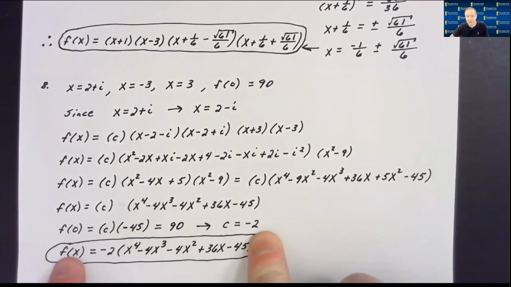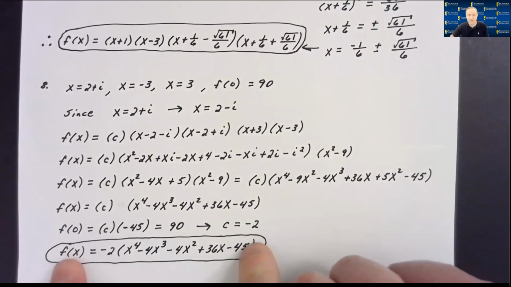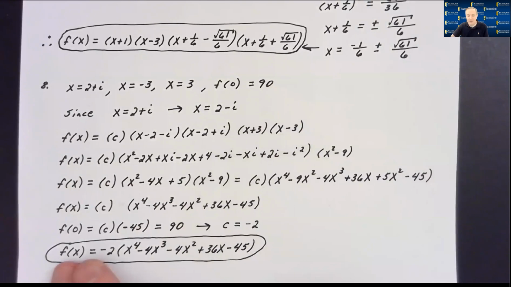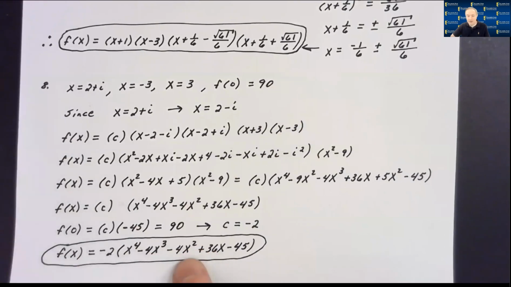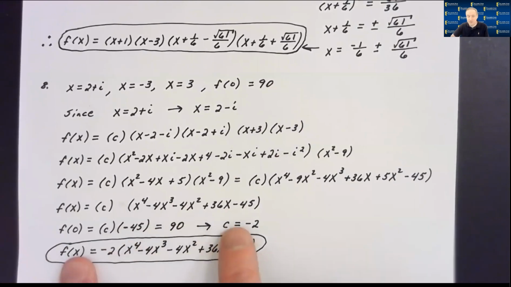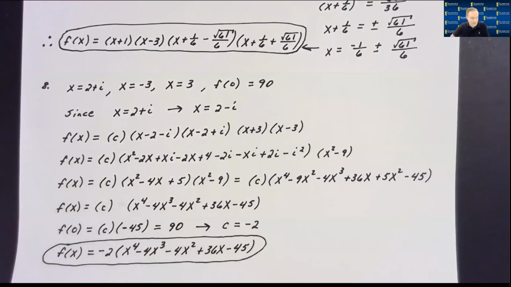Therefore, my final answer for this glorious function that satisfies every single one of these criteria is f of x equals negative 2 times the group x to the 4th minus 4x cubed minus 4x squared plus 36x minus 45. You can leave the negative 2 factored out front. You could also distribute it in there if you preferred. Either way, it's fine with me.